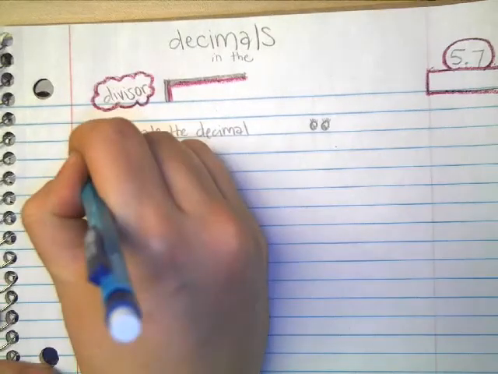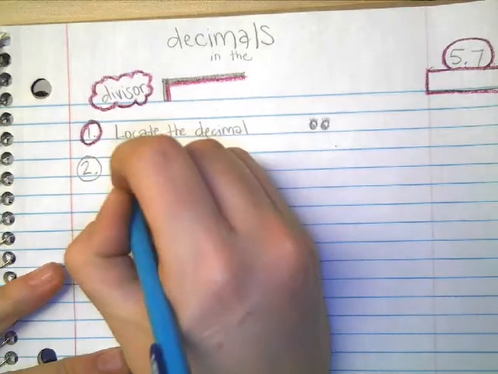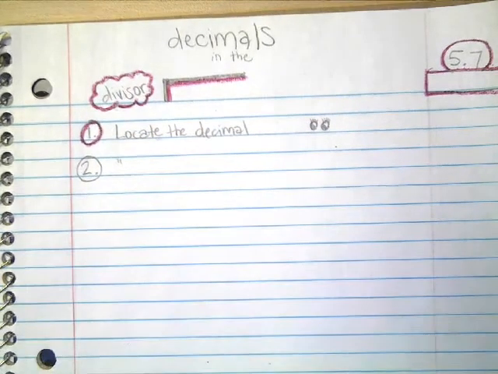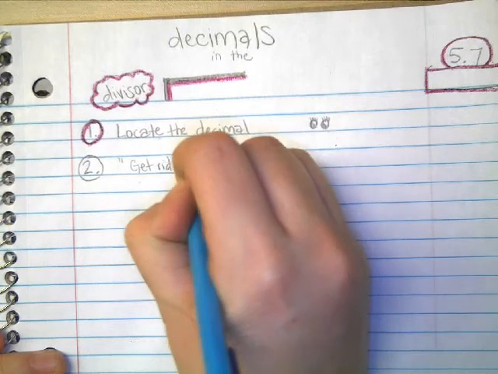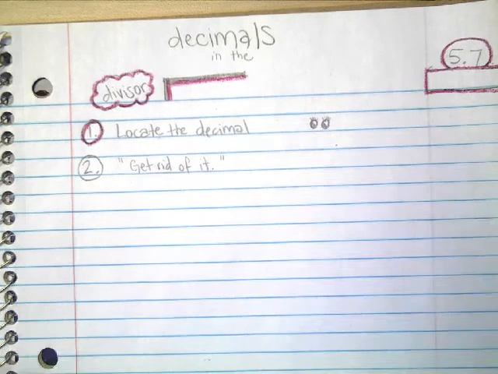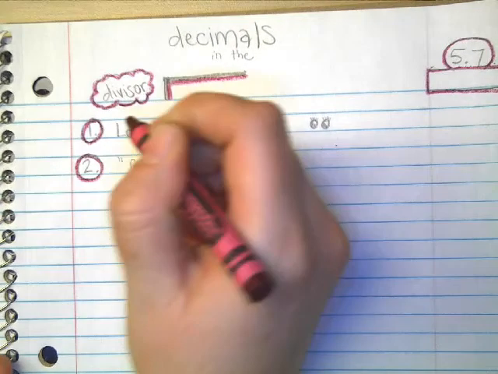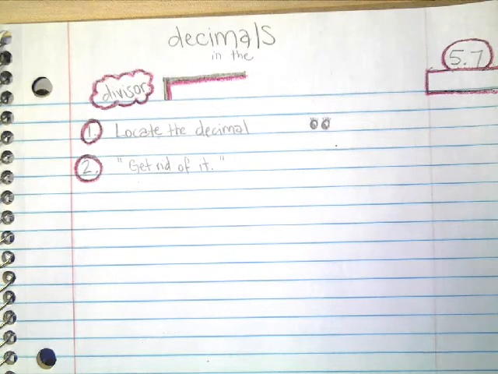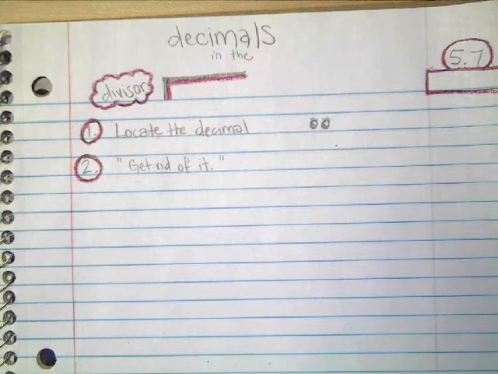Step number 2, your whole goal on step number 2 is to get rid of it. Put that in quotation marks. What get rid of it means is that I want to move it. I want to kind of take it out of the picture so that I can do normal division and then place my decimal back in, kind of like what we did with multiplication. We use a decimal box to move the decimal out of there, and then we put it back into our answer. That is what the idea is here.